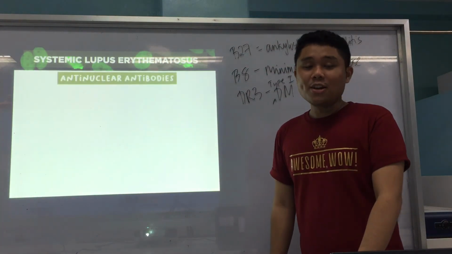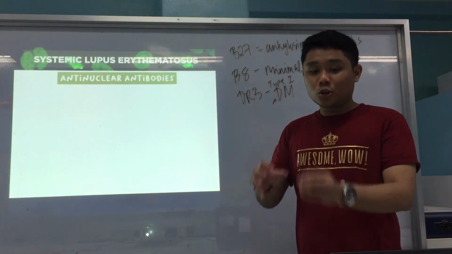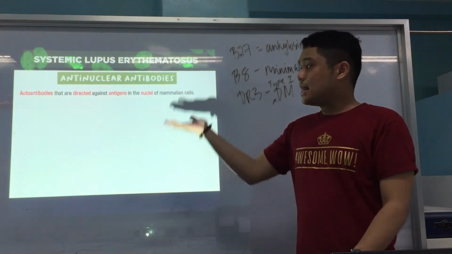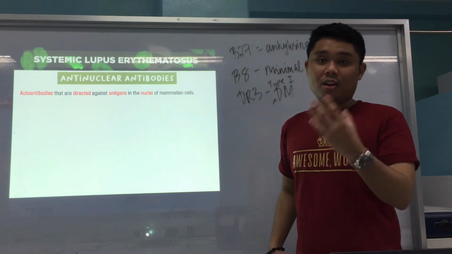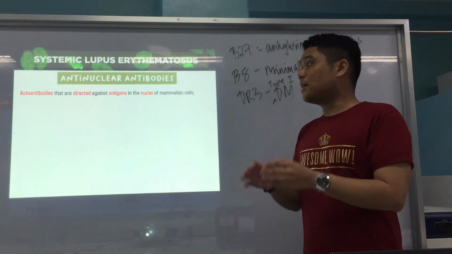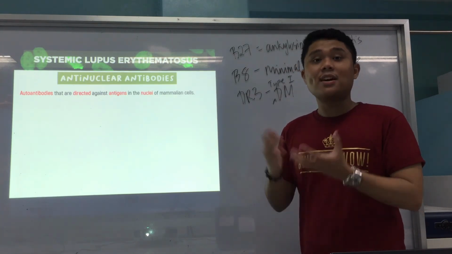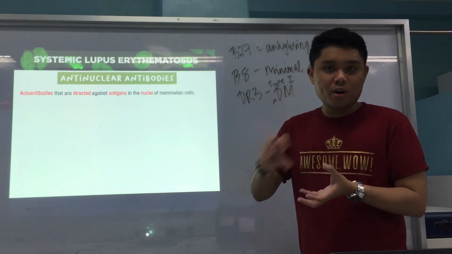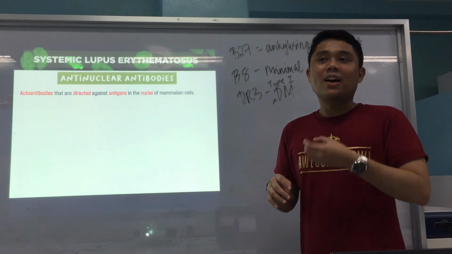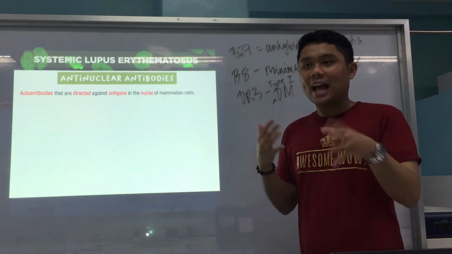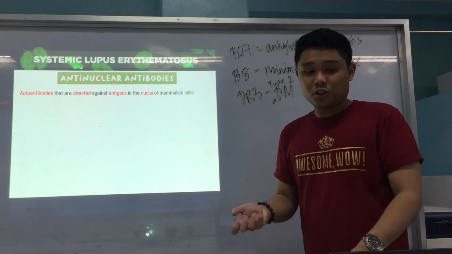Now for antinuclear antibodies, by the name itself, these are autoantibodies that target the antigens of the nuclei in mammalian cells or in human cells. So these are autoantibodies directed against the antigens in the nuclei, inside your cells. That's why antinuclear. They're attacking the nuclei of your cells.